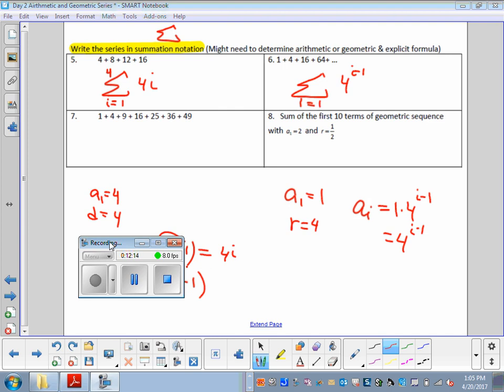From the first. To infinity. Where do I end? Infinity. Because in my sum here, I don't have the last term. It means that I go forever and ever, i goes to infinity. Infinite series. Yes.